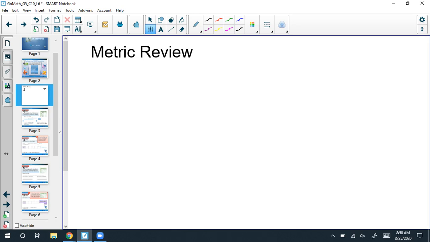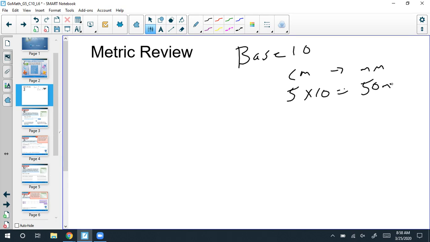The metric system is nice because it is a base 10 system, and that makes it really easy to change from one unit to another. For example, if we were going to convert centimeters into millimeters, and we had 5 centimeters of something, we would just simply need to multiply because we're going from a larger unit to a smaller unit, and we're moving one unit over in our metric system. So we're going to multiply by 10 one time. So 5 centimeters is the same as 50 millimeters.